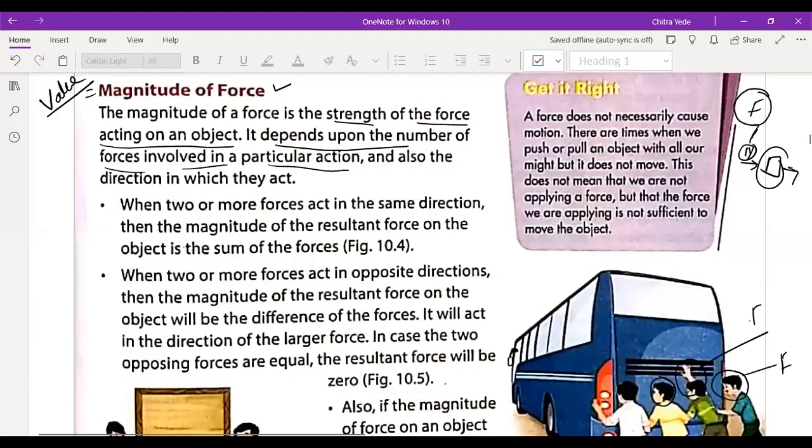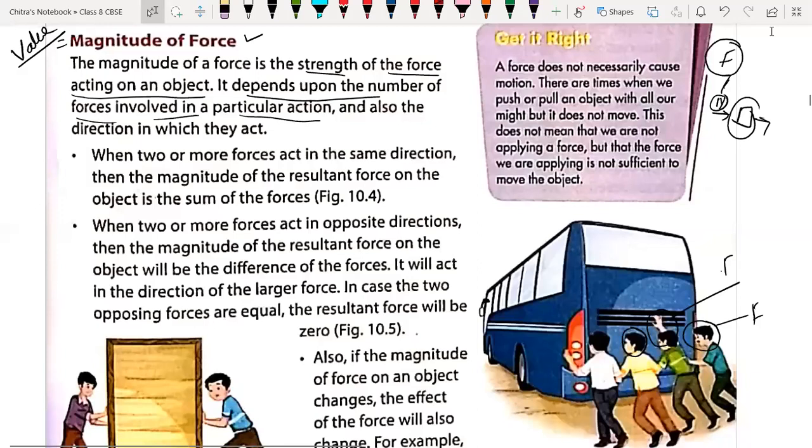Is it clear, everyone? Yes, sir. So a number of people will apply different kinds of force.